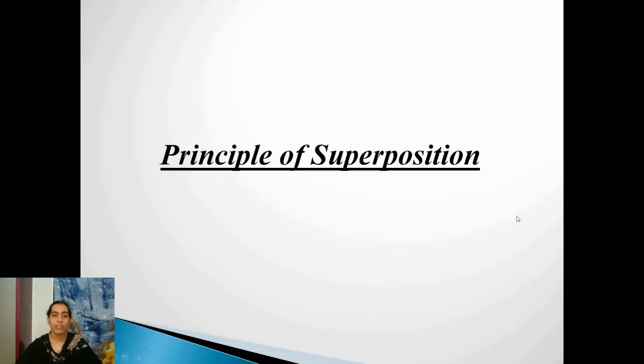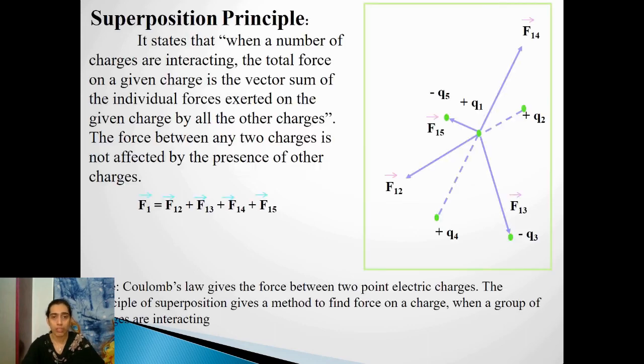So far we discussed the forces acting between two point charges, right? We tried to find the force acting between only two charges. What if there are many charges, and how do we calculate the force between them? In that case, we will use the principle of superposition. According to it, whenever many charges are interacting, the total force on a particular given charge will be the vector sum of the forces exerted by the other individual charges present in the system, right?